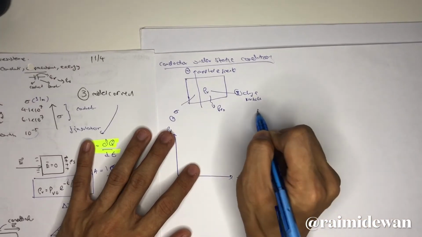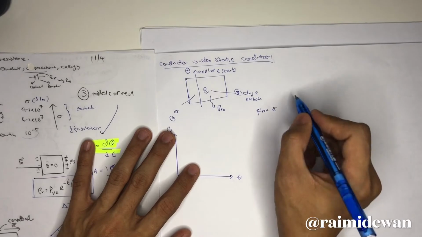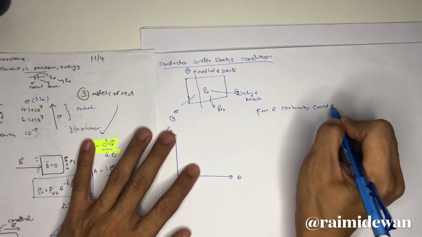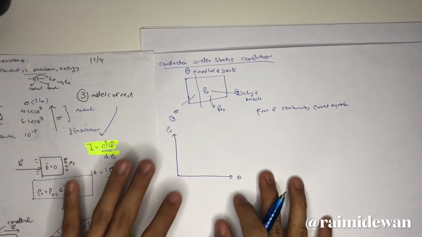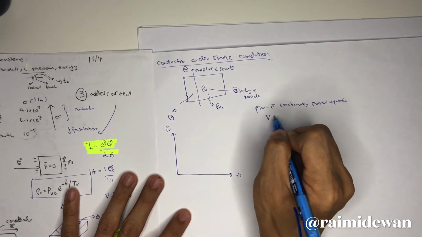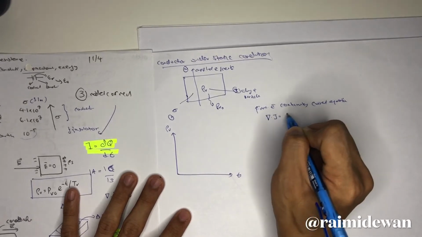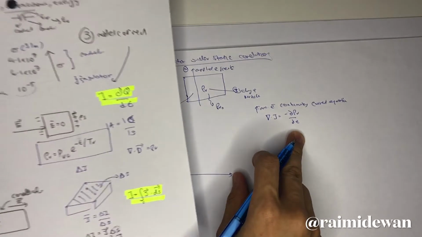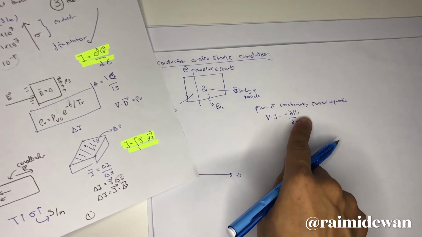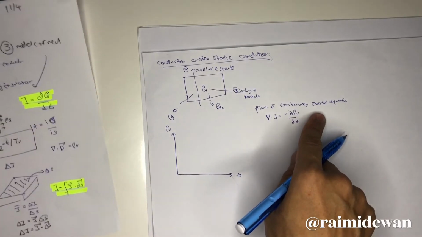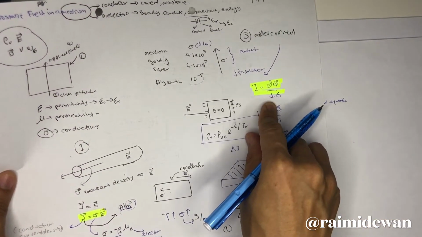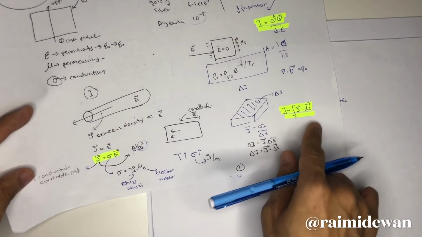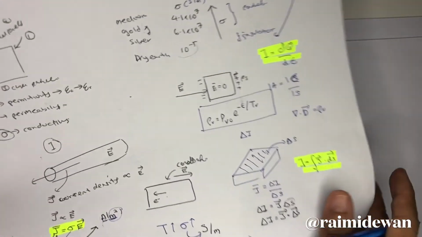So we start from the continuity current equation. You have the divergence of J equals negative d rho v over dt. This is one of the current models, the continuity current equation. You also have I equals dq over dt. You also have J equals sigma E, and you have I equals integral of J ds. So you have a lot of equations for current, so you have to know which one to use.